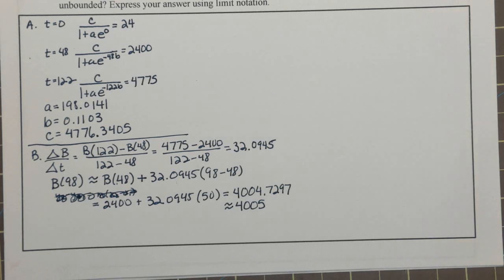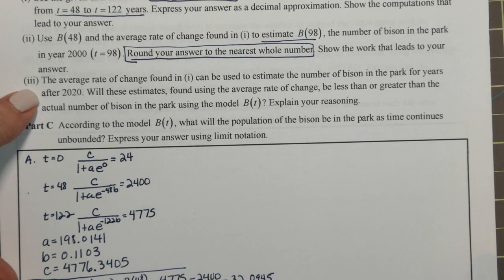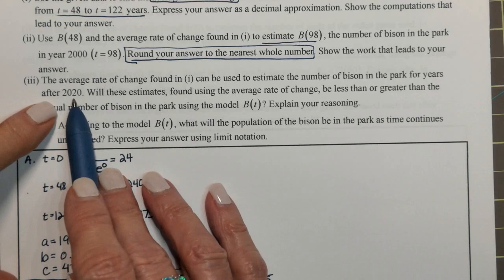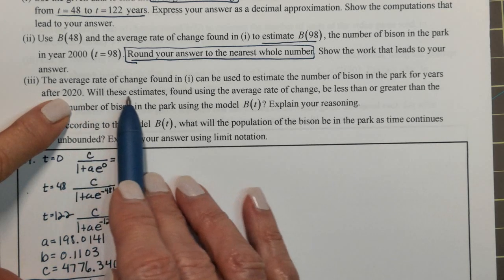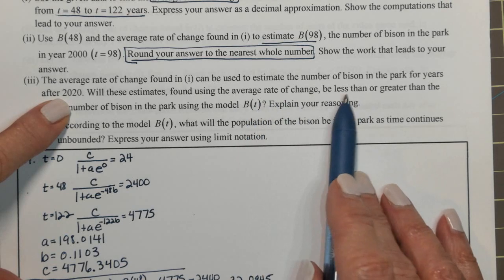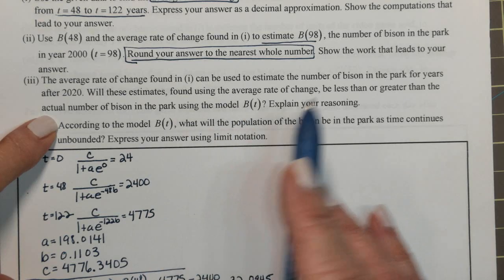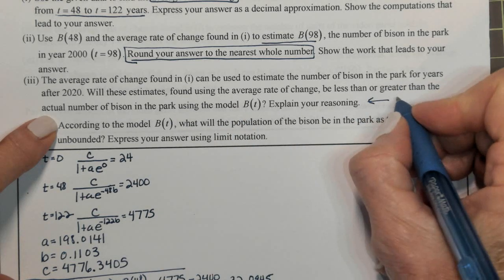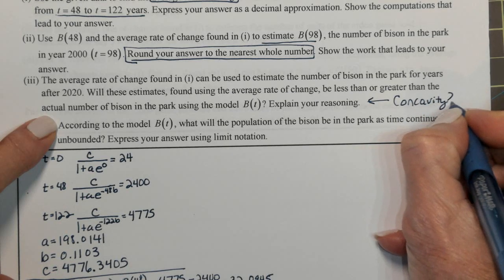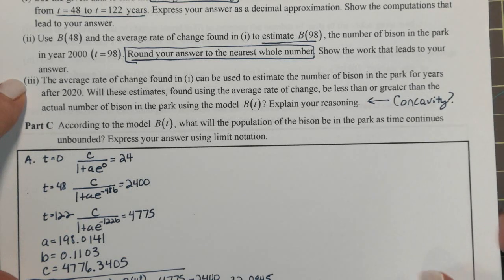Okay, part 3. The average rate of change can be used to estimate the number of bison in the park for years after 2020. Will these estimates, found using the average rate of change, be less than or greater than the actual number of bison in the park? This step right here almost always has to do with concavity.